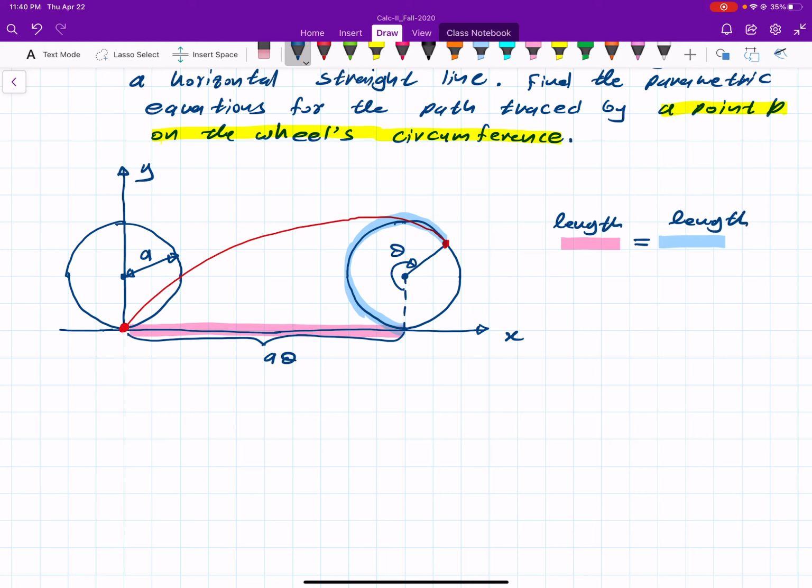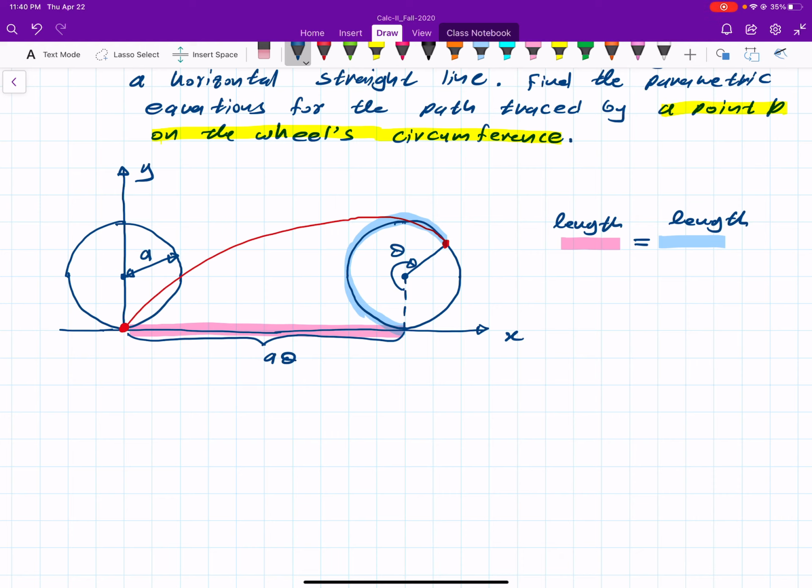You can just take a coin and then roll it on the desk. You can understand that. That's how it happens. You have to assume that there is no slipping between the coin and the table or the flat surface. If you just roll it perfectly on the table, this pink highlighted length should be equal to the blue length.